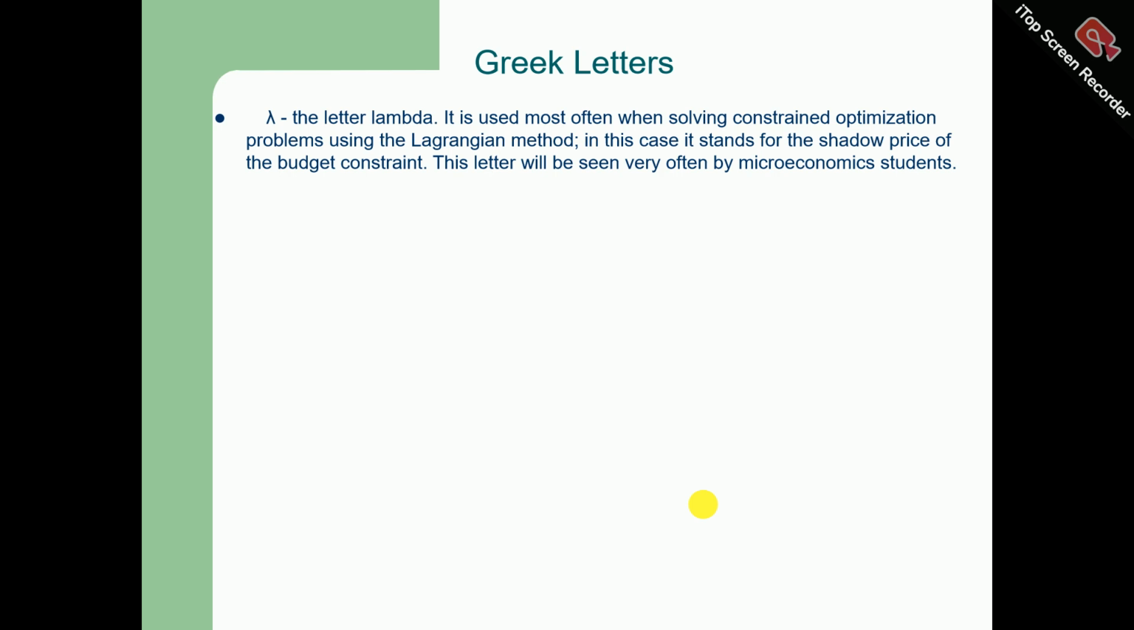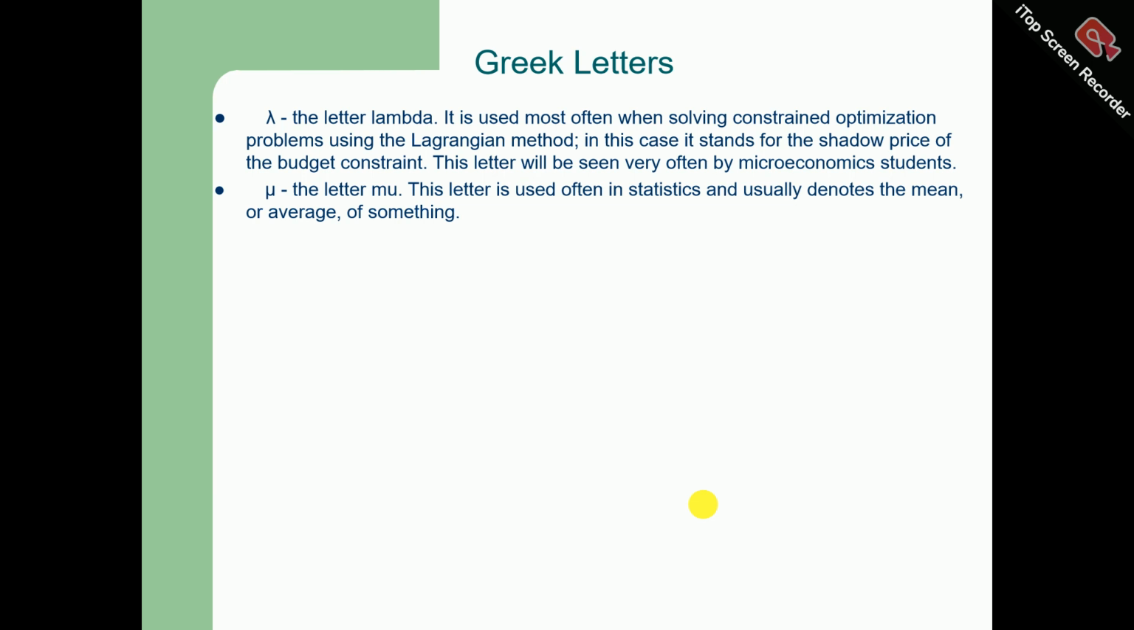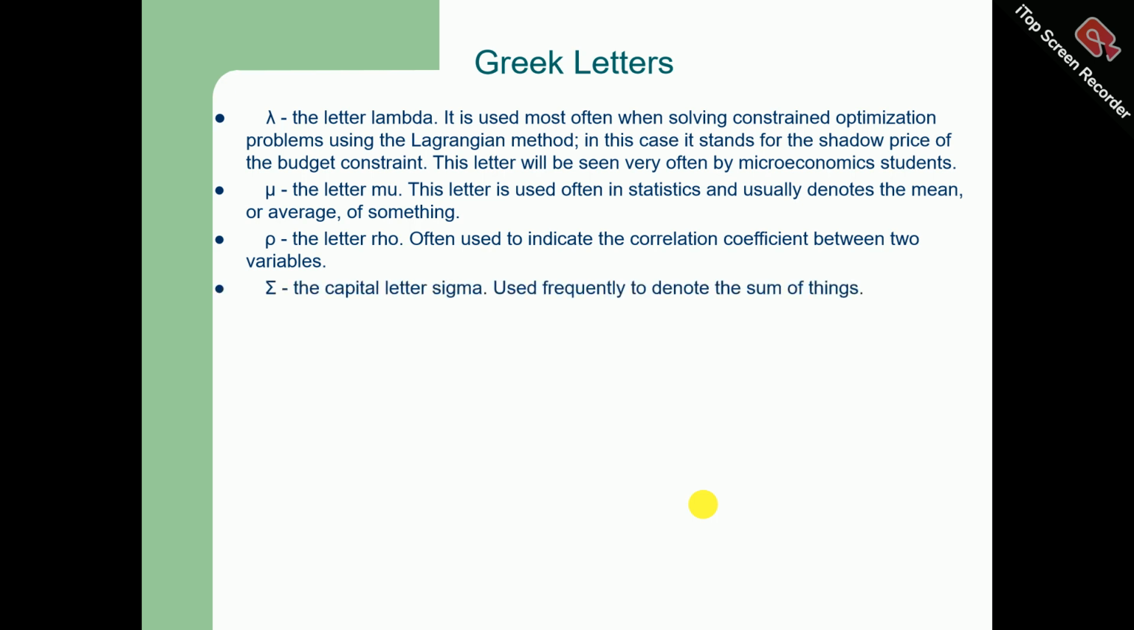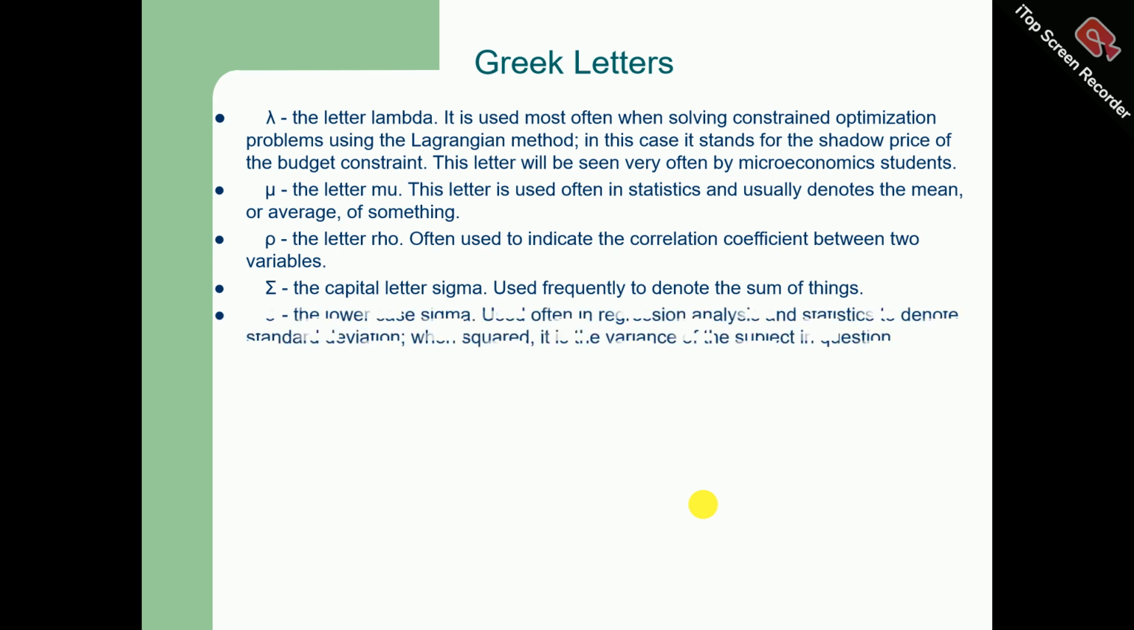Lambda is another Greek letter, and this is used often when solving constrained maximization problems using the Lagrangian method, and sometimes it is called the Lagrangian multiplier. The letter mu is widely used in statistics, which denotes the population mean or average of something. The letter rho is often used in statistics to denote the correlation coefficient between two variables. Similarly, the capital letter sigma is used frequently to denote the summation or the sum of various things.